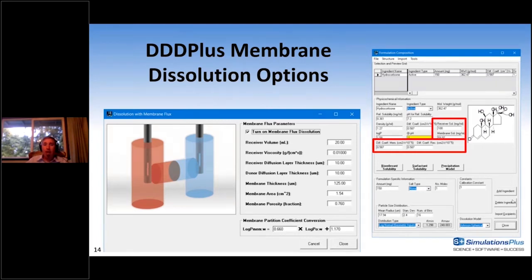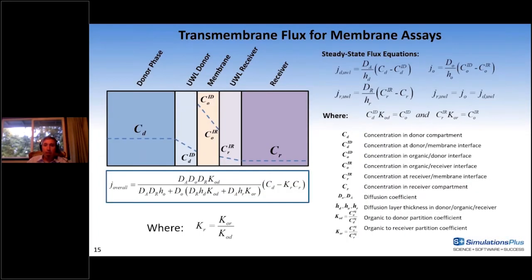In our Flux assay, membrane assay in DDDPlus, we use the following set of equations that look at the drug transport through 3 distinct layers of the membrane. So there's the unstirred water layer on the donor phase of the membrane, which is where all the dissolution is occurring for the particles in the dissolution apparatus, right? So the drug will then diffuse through that unstirred water layer to the surface of the membrane, where there's a partition coefficient between the unstirred water layer and the membrane, and that's determined from the log P of the compound. The drug then diffuses through the membrane based on its diffusion coefficient in membrane and the thickness of the membrane.